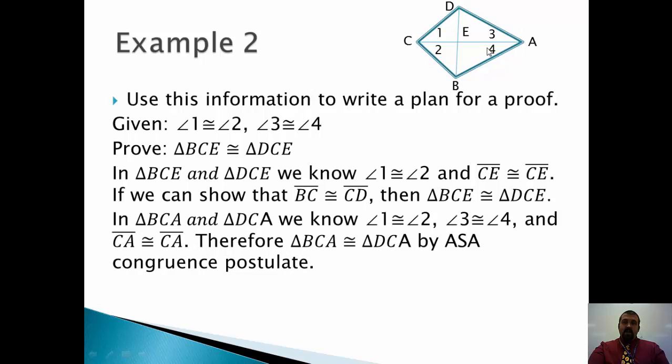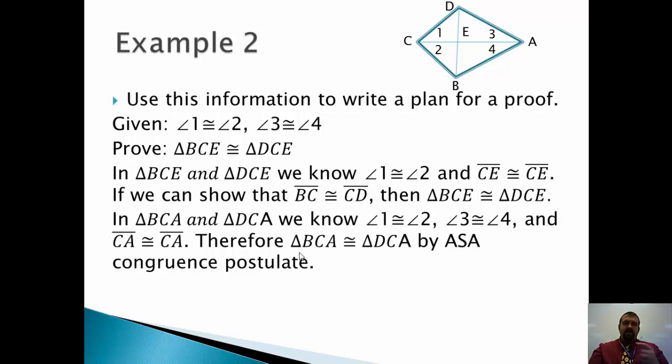The reason is, in those two triangles, sorry, I actually said BCA in triangle DCA, I know that angle 1 is congruent to angle 2, angle 3 is congruent to angle 4, and I know that this segment here, segment CA, is congruent to itself. So triangle DCA and triangle BCA have to be congruent by angle, side, angle. And that's what I just said down here.